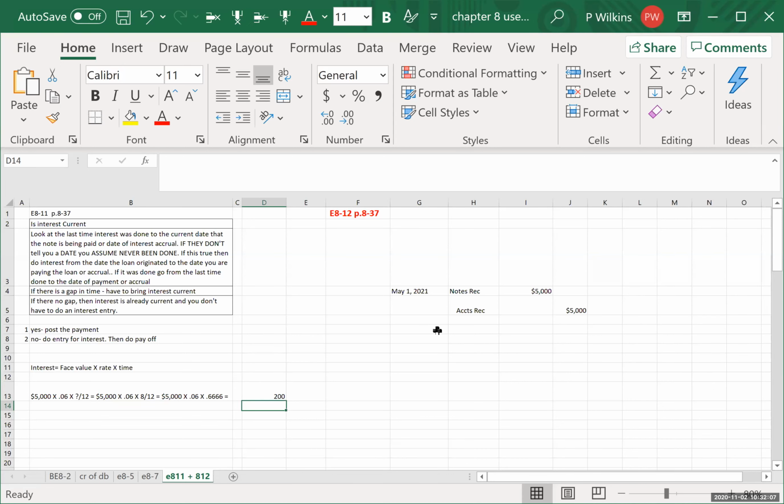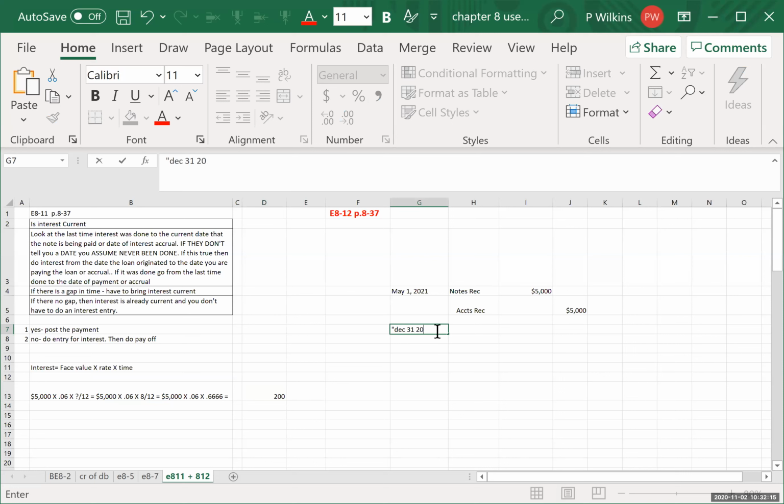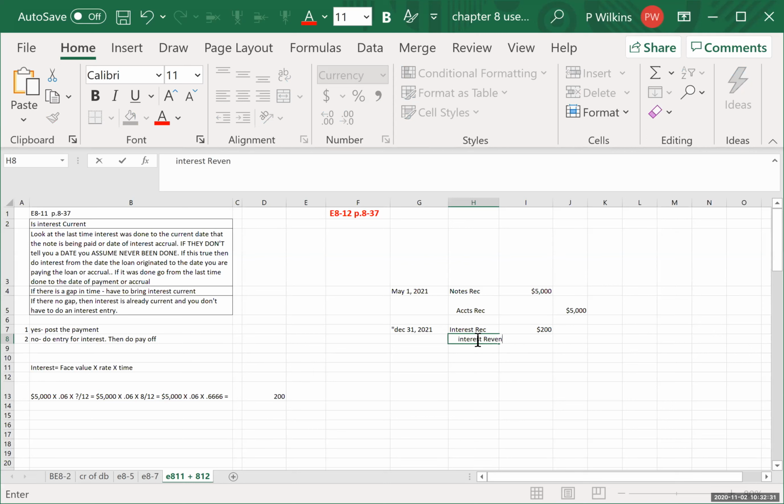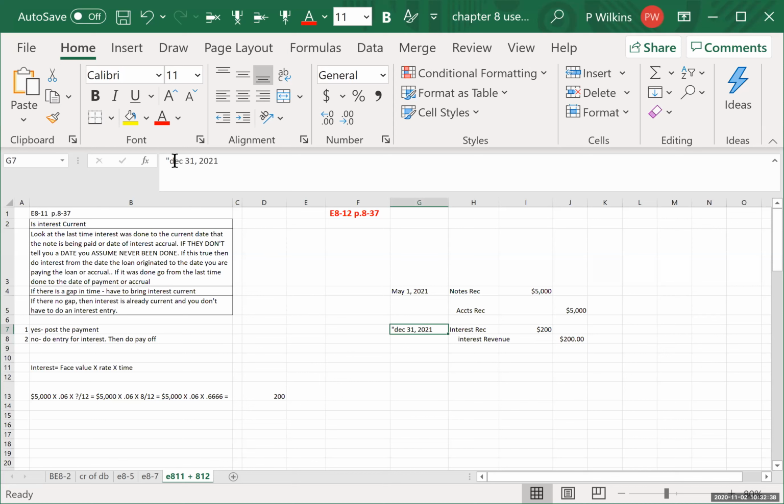Right. So on December 31, 2021, we are going to debit interest receivable for $200, and we're going to credit interest revenue for $200. All right, so that's December 31, accruing of interest.